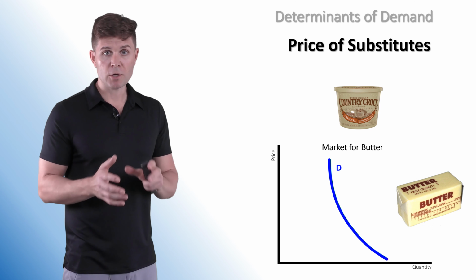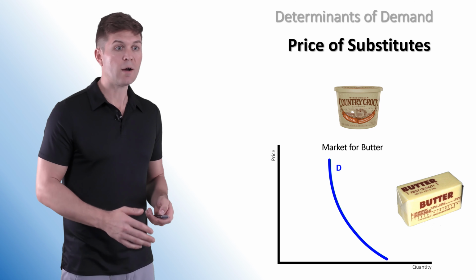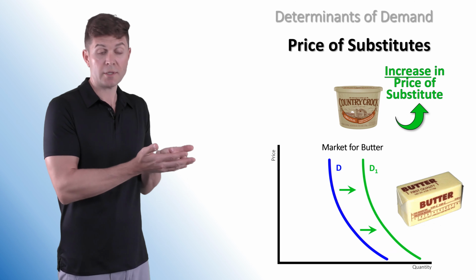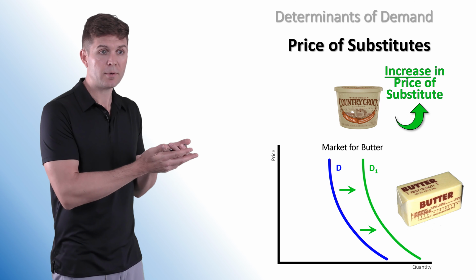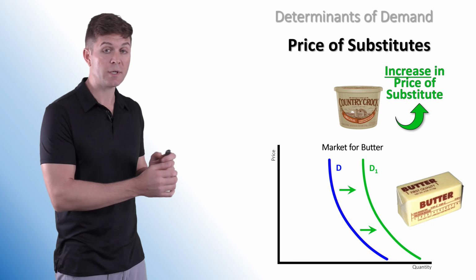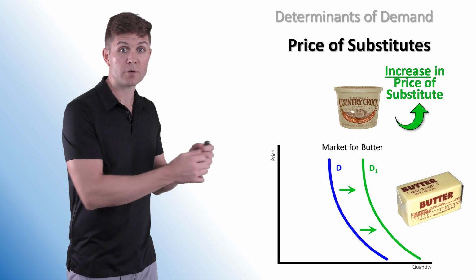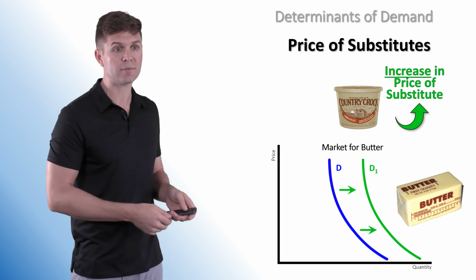So butter and margarine are acceptable substitutes. Now, if the price of margarine, the substitute, goes up, fewer people are going to be buying margarine and are going to convert over to buying butter. So the demand for butter goes up at every price level.